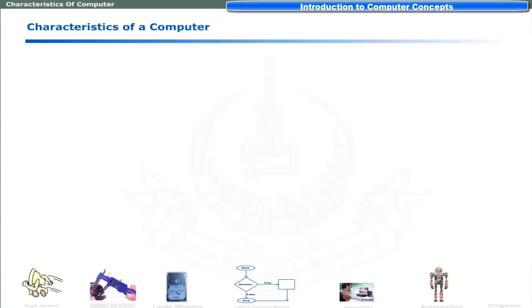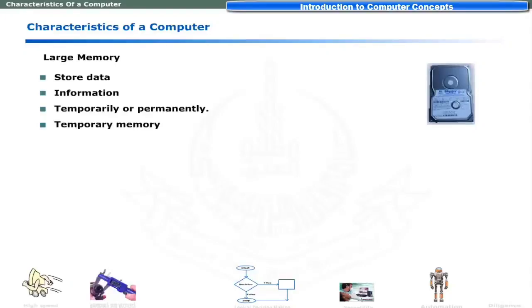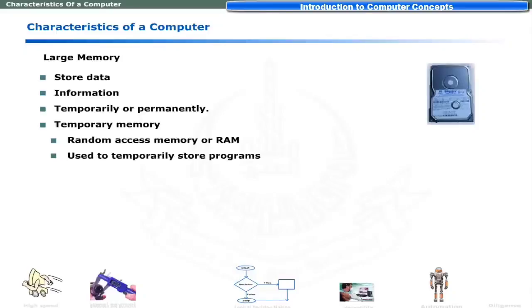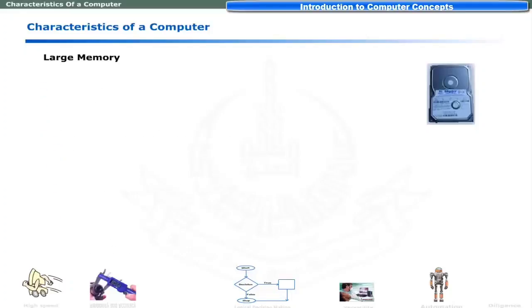Dear learners, another feature of computer is its large memory. Computer memory is used to store data and information temporarily or permanently. Temporary memory is normally referred to as random access memory. This is used to temporarily store programs that are currently executing on your system. The contents of RAM are erased when the power is off. Normally, the size of temporary memory is measured in terms of kilobytes and megabytes. Most modern computers and special graphics computers have large memories in multiples of gigabytes.